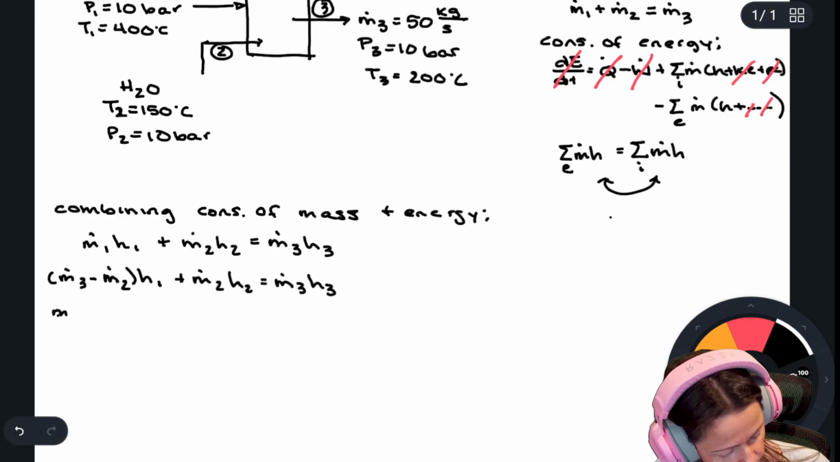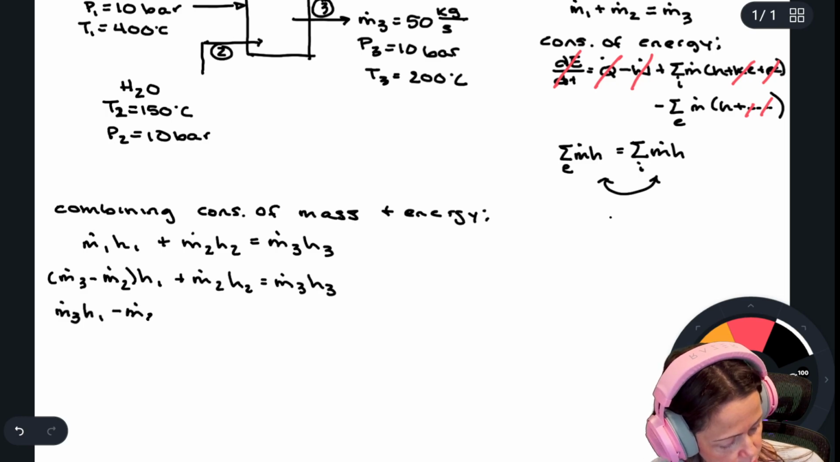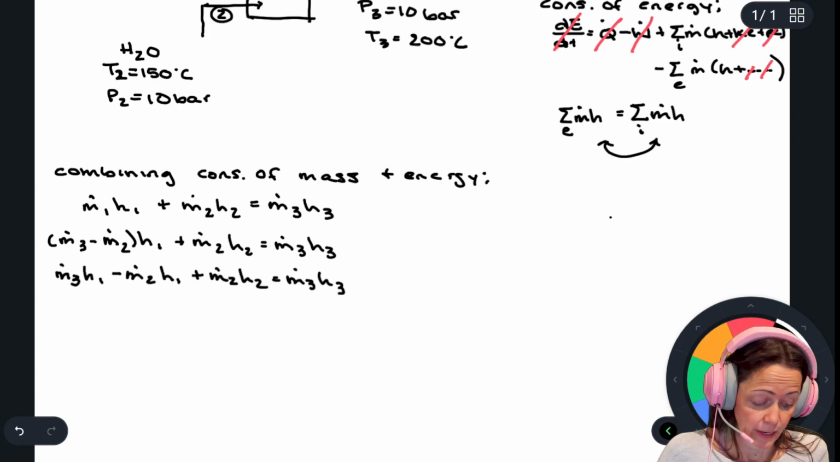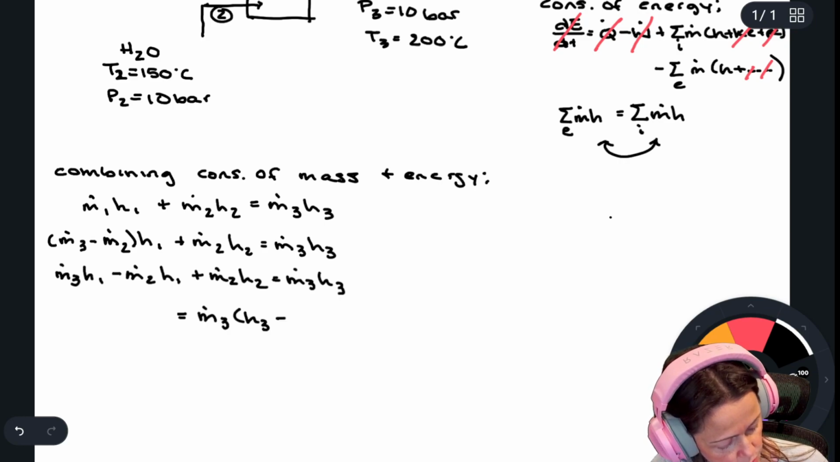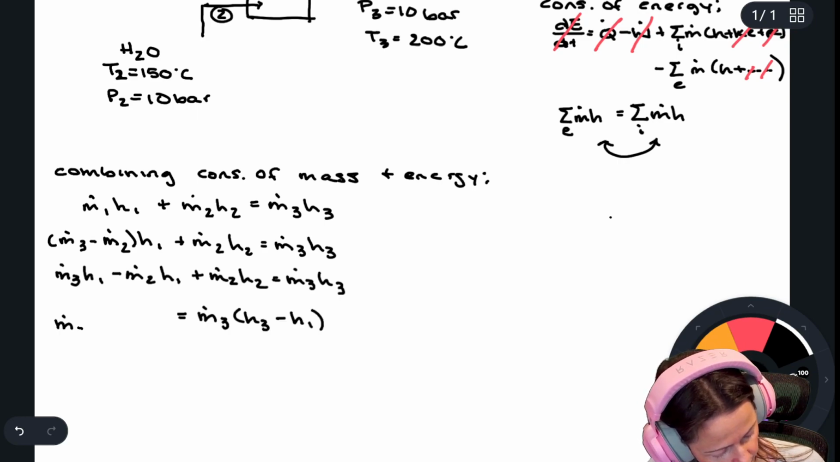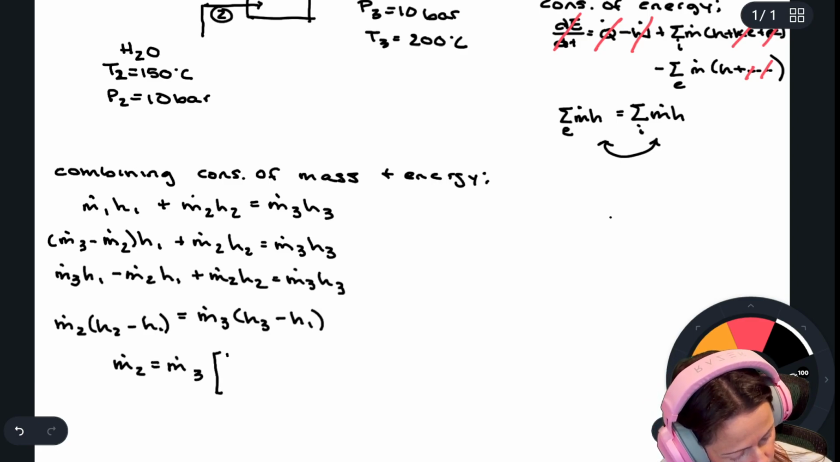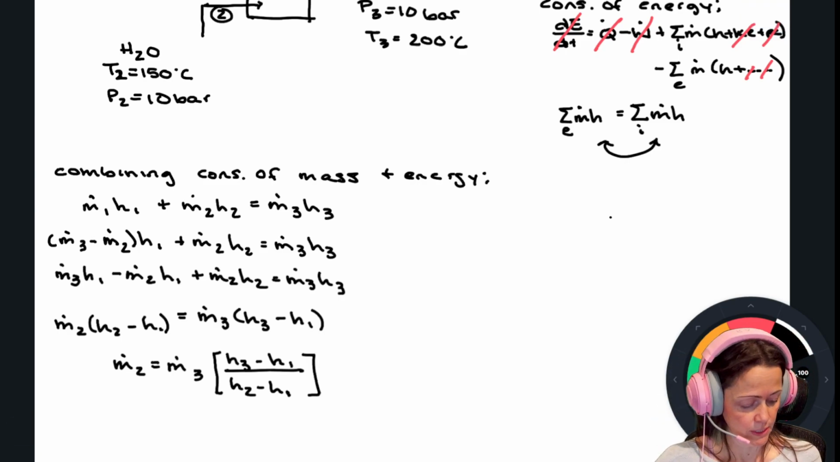So I've got m dot 3 h1 minus m dot 2 h1 plus m dot 2 h2 equals m dot 3 h3. And now I'm just going to gather like terms. I'll put the m dot 3's on one side, so I've got m dot 3 times (h3 minus h1), and on the other side I'll have m dot 2 times (h2 minus h1). And so now I can solve for m dot 2, just algebraically. We'll get those h values in a hot second.